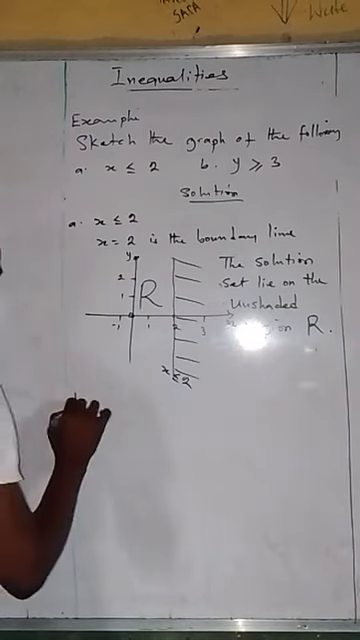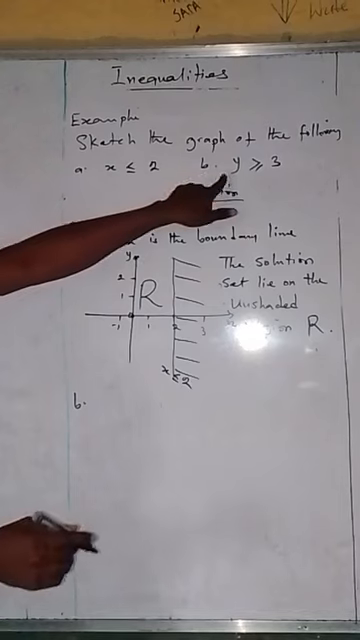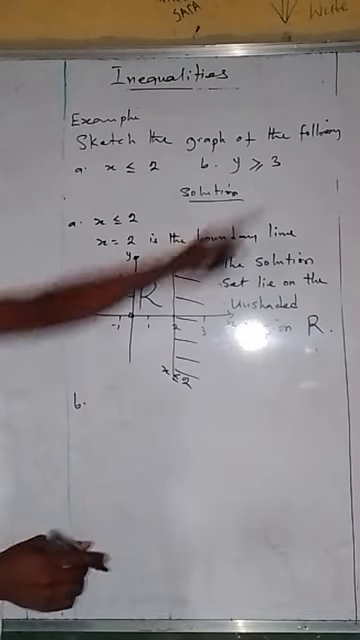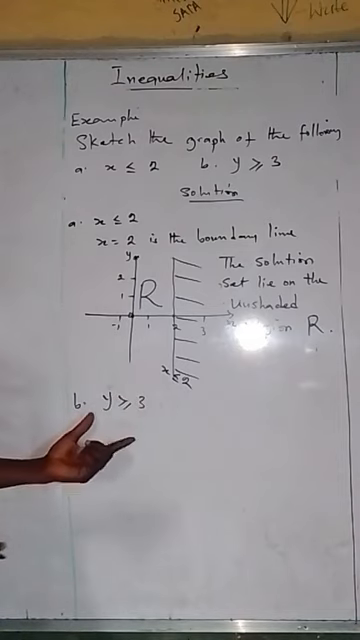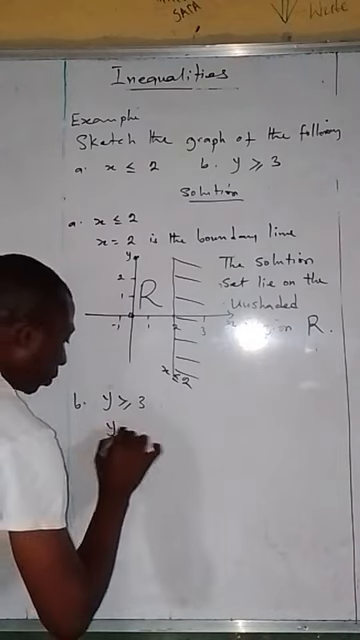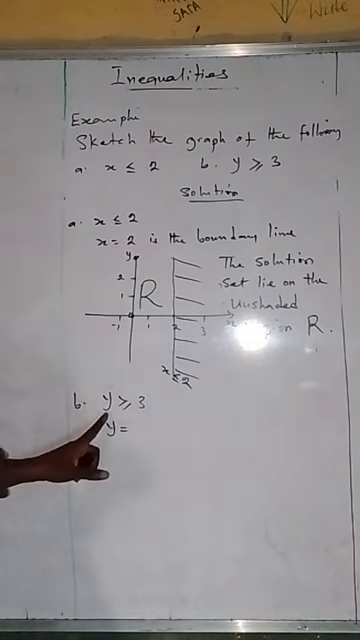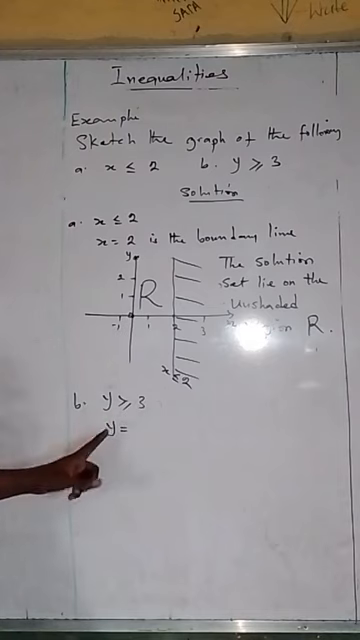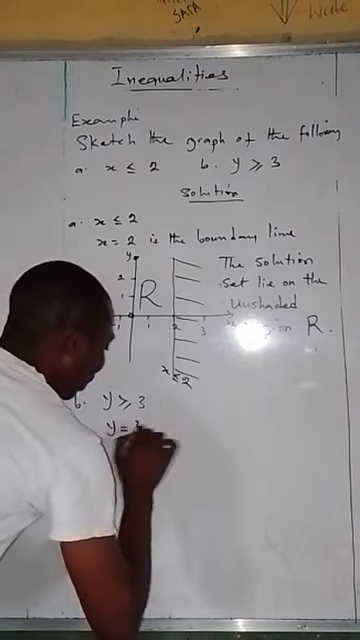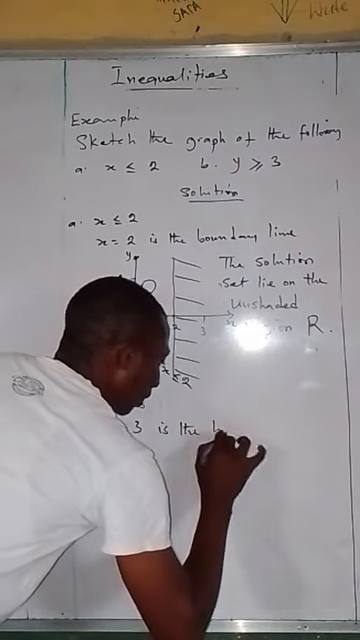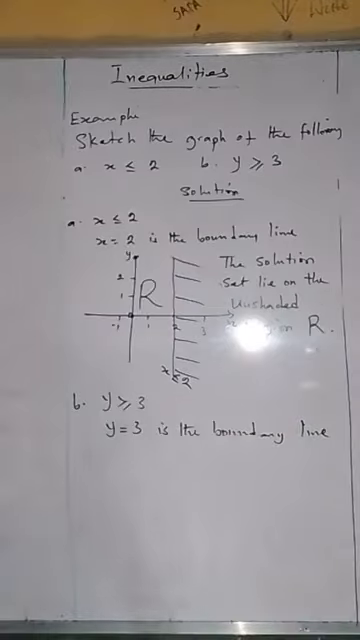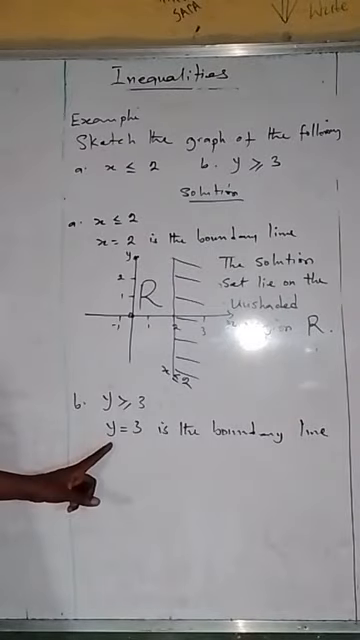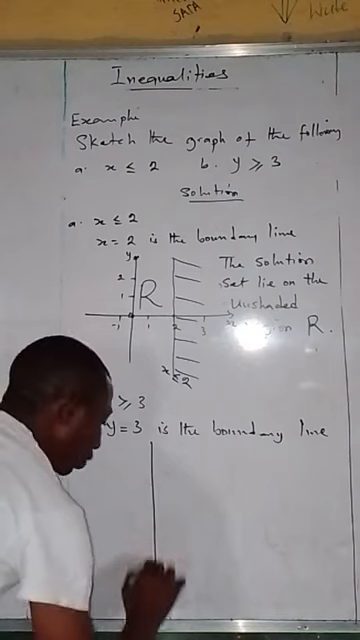And let's look at the second one. Y is greater than or equals to 3. Just like we did the other time, we find the boundary line. We have y equals to 3. So y equals to what? 3 is the boundary line.